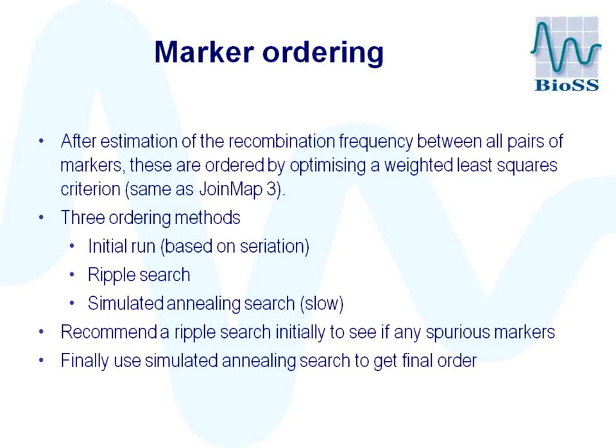When you initially cluster, you may decide that there is a marker that doesn't actually belong in that linkage group. The ripple search is enough to show that. Only when you're sure that you're coming to a final set of markers that belong together is it worth spending the time to do a search with simulated annealing.